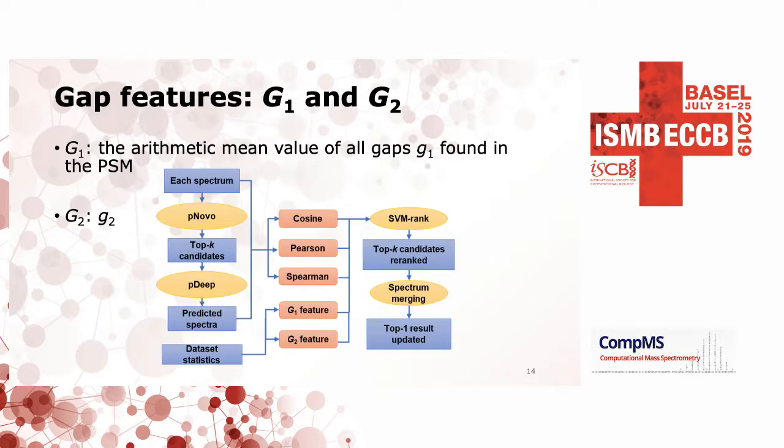So we can calculate the uppercase G1 and G2. G1 is the arithmetic mean value of all gaps g1 found in the PSM, and the uppercase G2 is simply the value of the lowercase g2. These two features are used together with the similarity values for the following SVM rank model.